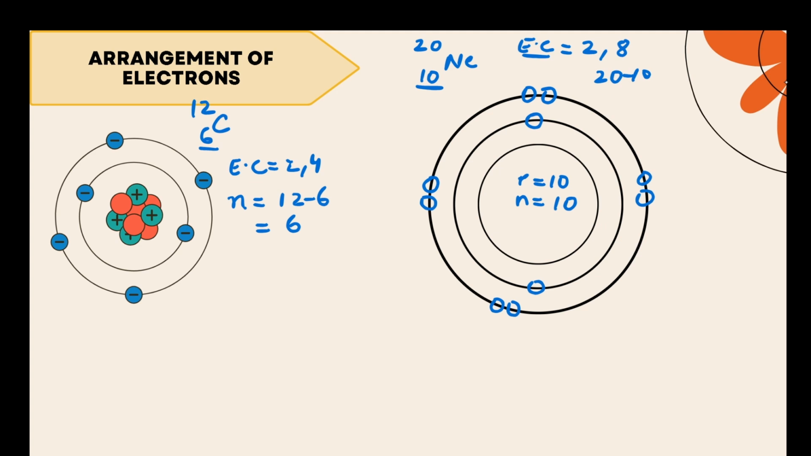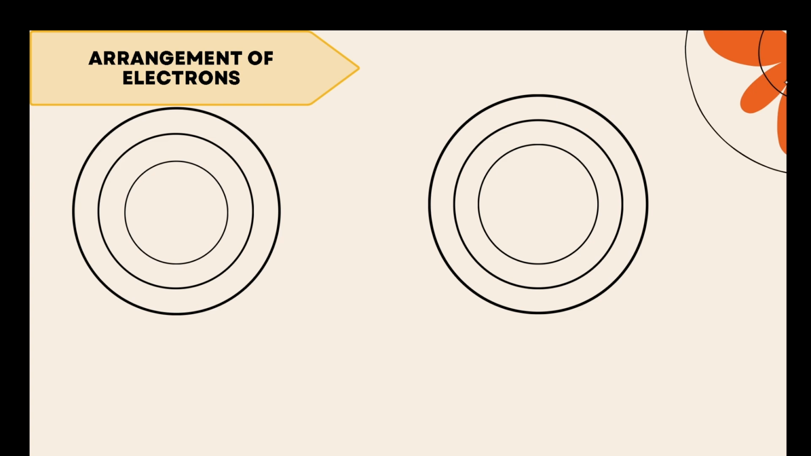First draw symmetrical structures and show a neat representation of electrons in the orbits, so that you get full marks and your marks are not being cut. This is a scoring part and you should draw the diagrams neatly. We have seen the structure of carbon and neon.